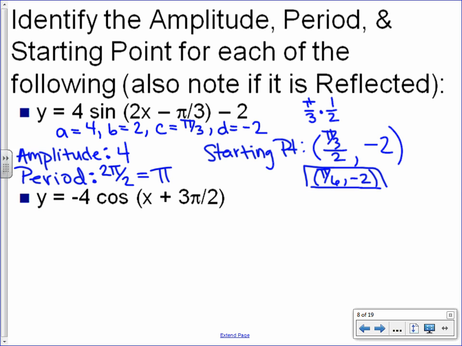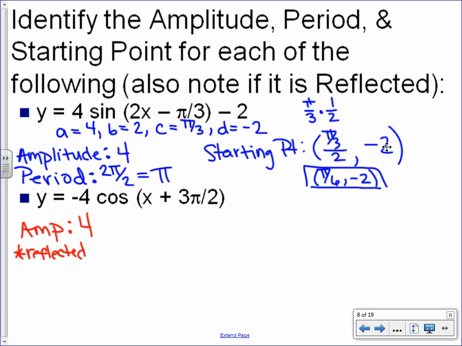Let's practice another one. Here I have y equals -4 cosine of the quantity x plus 3 pi over 2. What's our amplitude? 4. Thank you for saying +4. That negative just means what? We have a reflection. Okay? So sometimes I like to make a note to myself, hey, it's going to be reflected.